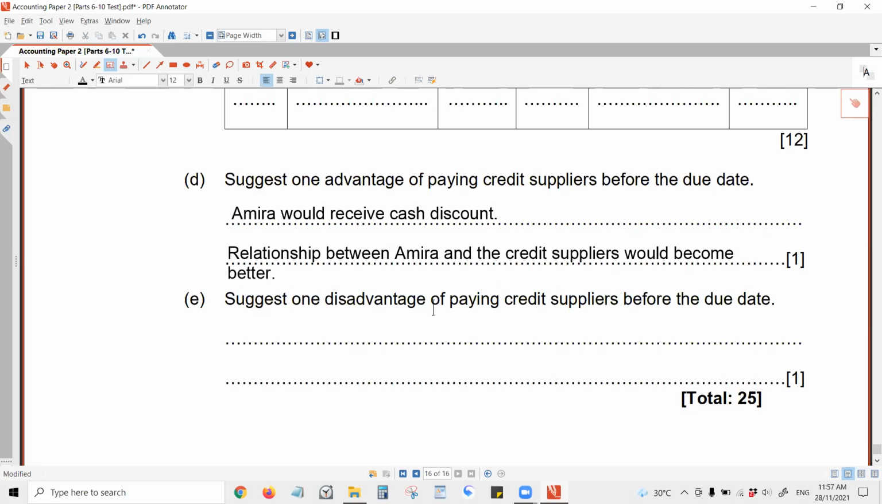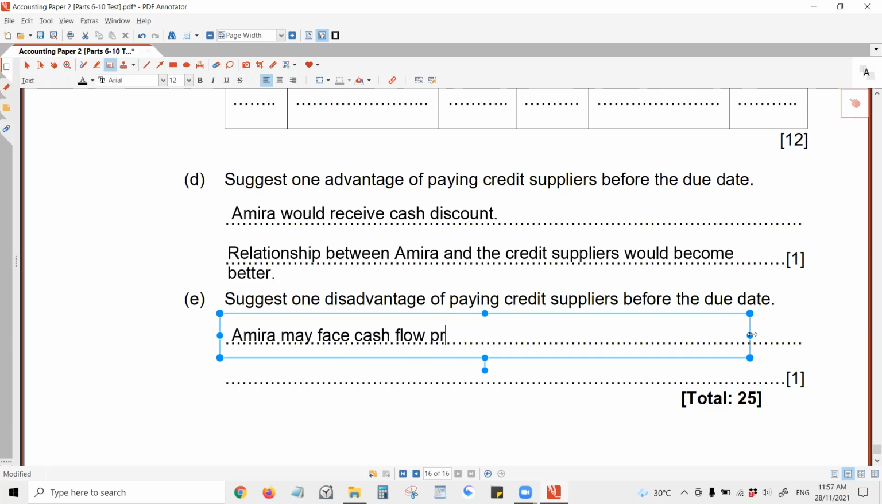Suggest 1 disadvantage of paying the credit suppliers before the due date. So when you make payment earlier to the supplier, it also means that you will have less cash, right? You have less money. You may face cash flow problem. So we write Amira may face cash flow problem. You get the idea, right? Cash flow problem means once in a while you may have the experience that you don't have enough money, okay, to pay for certain things. Cash flow problem.